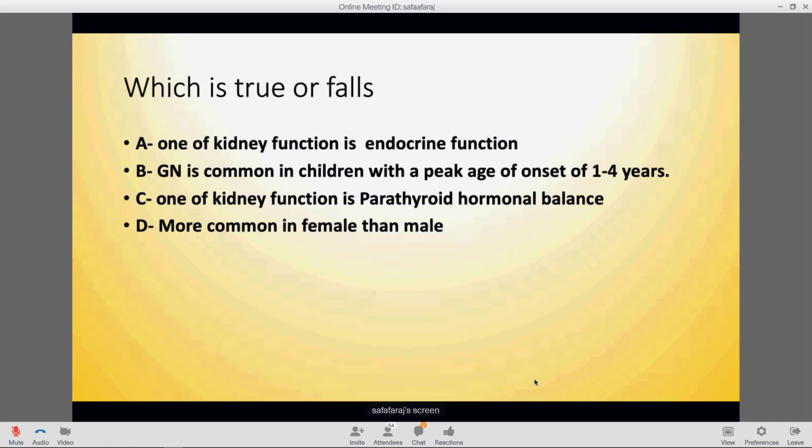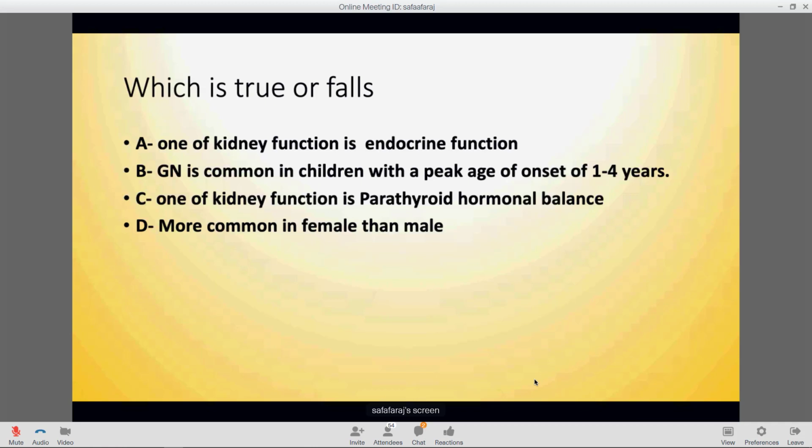Glomerulonephritis is common in children with peak age of onset of 1 to 4 years. Doctor, it is more common in preschool age. Is it true or false? Doctor, let us say false because it is more from 6 to 7 years.